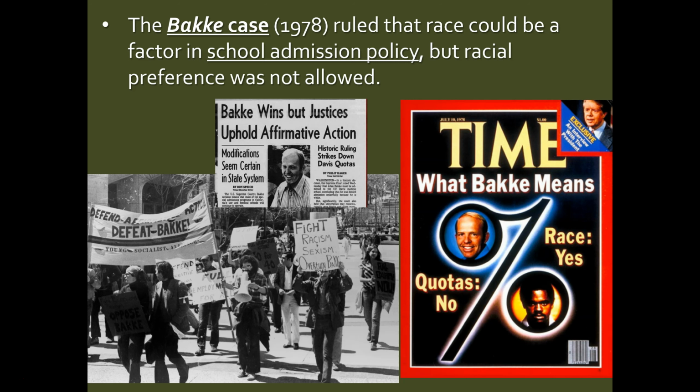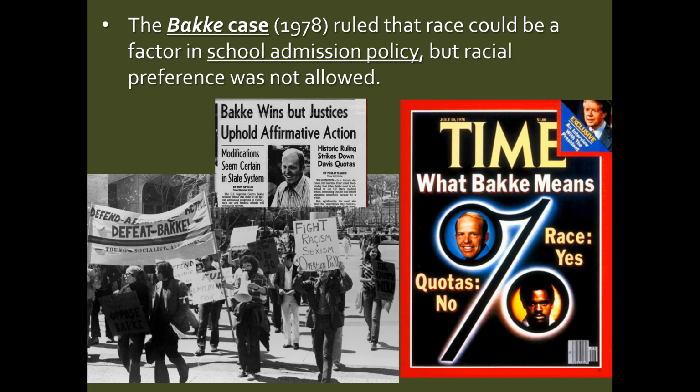can't have racial preference. In other words, you can take a person's race into account when you're deciding whether or not they can be admitted to school, but you can't have a quota system. You can't say, well, we're going to admit exactly 67% white people and 12% black. You can't do it that way, but you can take race into effect. So in other words, they're trying to have it both ways in many ways. And this is something that is still going on in American politics today.